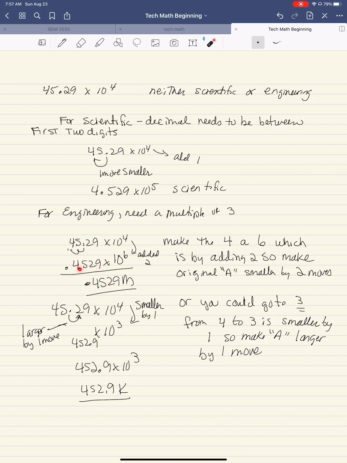This is not scientific, because again, scientific you'd have to be right here between the 4 and the 5. But it is engineering because this is a multiple of 3 and you can replace it with a metric prefix. But I don't have to go 4 to 6, I could go 4 to 3, because 3 is also engineering. So if I'm going from 4 to 3, this is getting smaller by 1. So I want to make this bigger by 1. So I would have 452.9 times 10 to the third. And again, 10 to the third, I can replace that with a k.